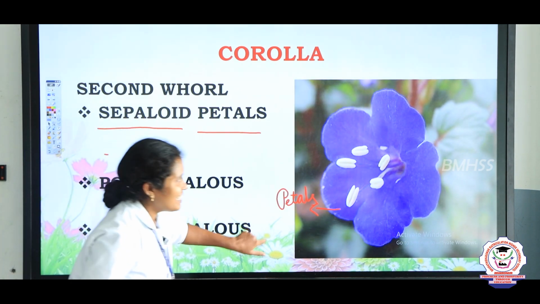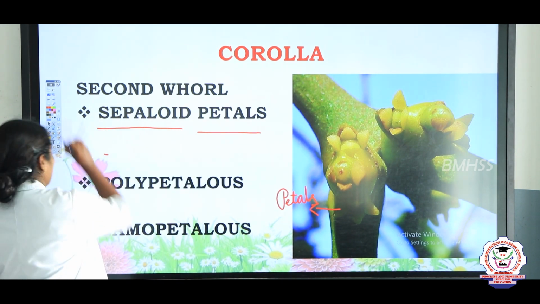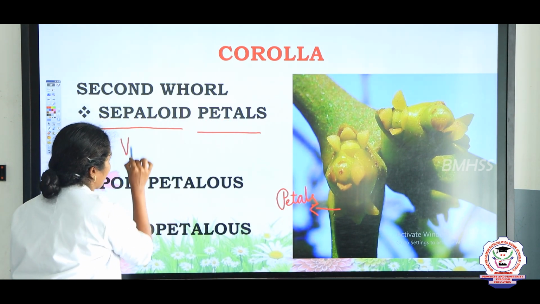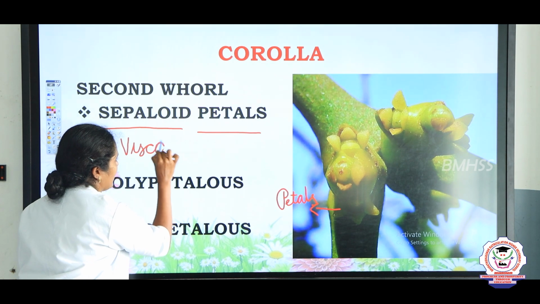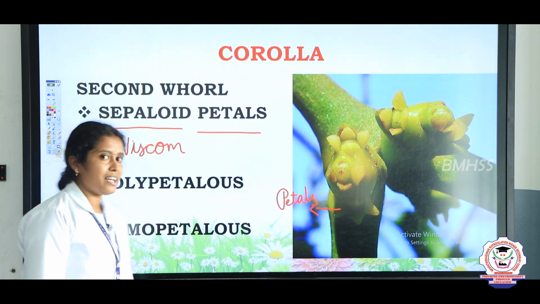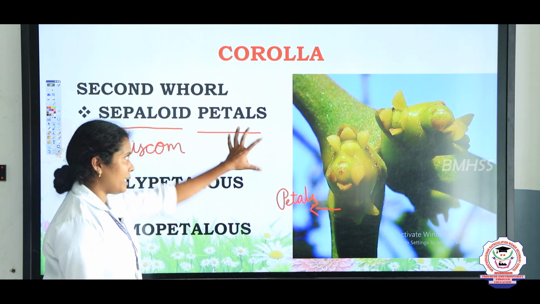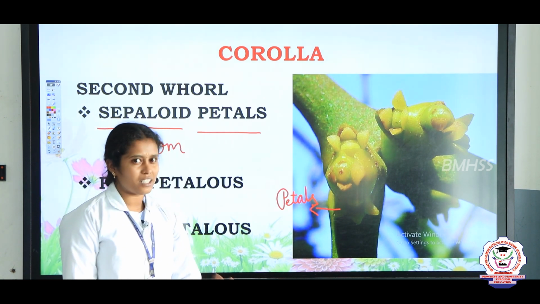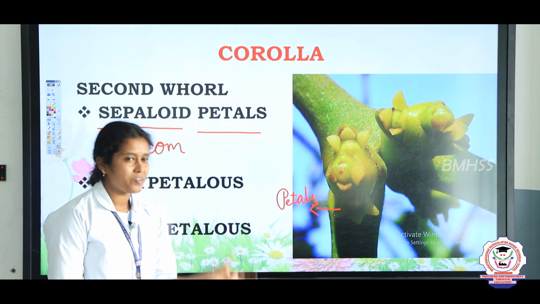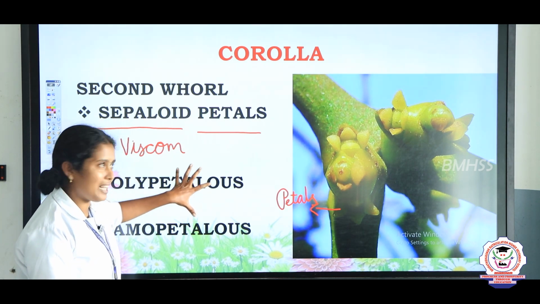What is the example of sepaloid petals? See here, this is the example. This is called viscum. I will write the name of the flower, V-I-S-C-U-M, viscum. It comes under the sandalwood family. Okay children, what is meant by sepaloid petals? The petals are green in color. Actually petals are colored, but in the case of sepaloid petals, are they colored? No, they are green in color. So they are called sepaloid petals.